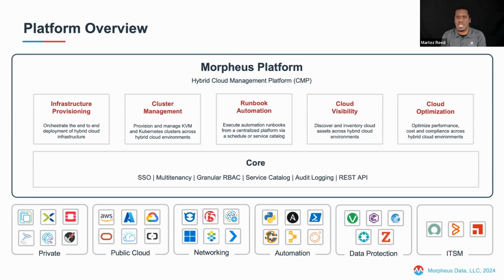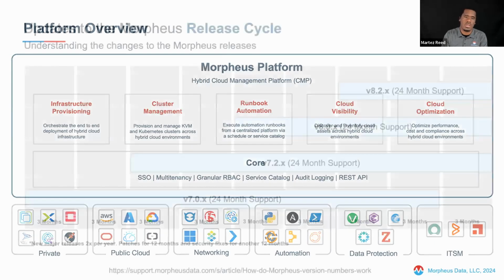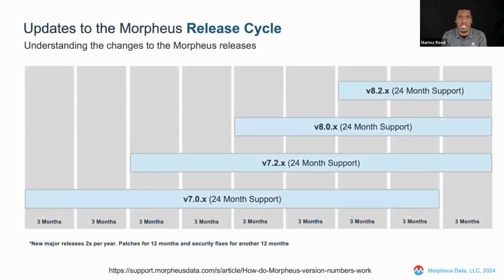So with that being said, let's jump into the release schedule just for context purposes. So the Morpheus platform includes two major releases of the platform every year at 6-month intervals. So in this case, we're at 7.2. So earlier this year, 7.0 was released of the Morpheus platform, and now we're at 7.2. And then next year, there's going to be 8.0 and 8.2 from a release standpoint within the Morpheus platform.